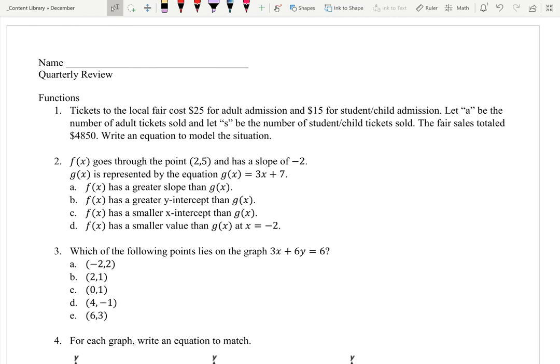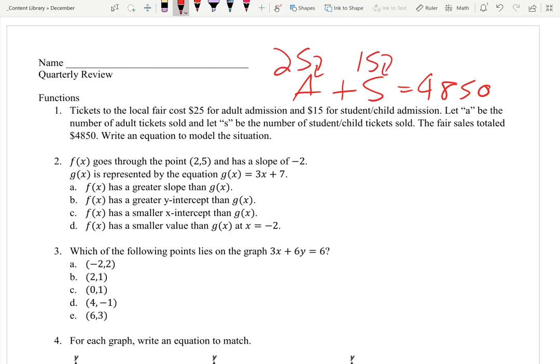Well, basically, this is the number of adult tickets plus the student-child tickets sold, equal to all this amount of money, right? $4,850. But it was $25 for each adult ticket, and $15 for each student ticket. So an equation would be 25A, for $25 for each adult ticket, plus 15S. Hopefully you can tell the difference between a 5 and an S there. 15S for $15 per student-child ticket to equal $4,850 would be your equation.